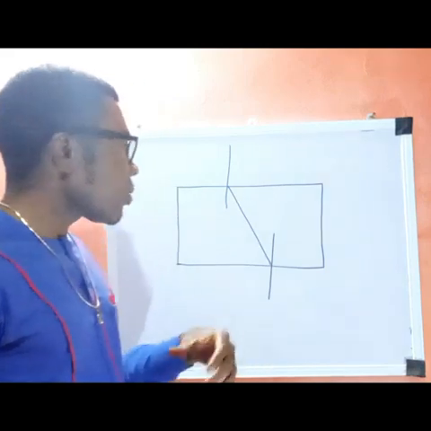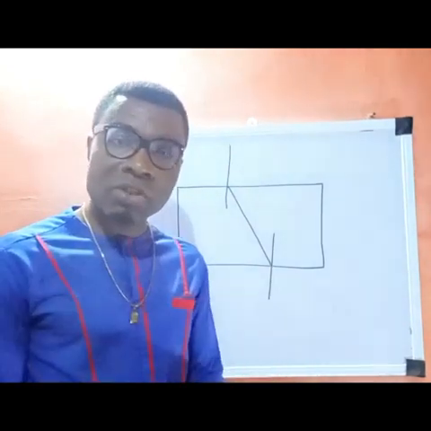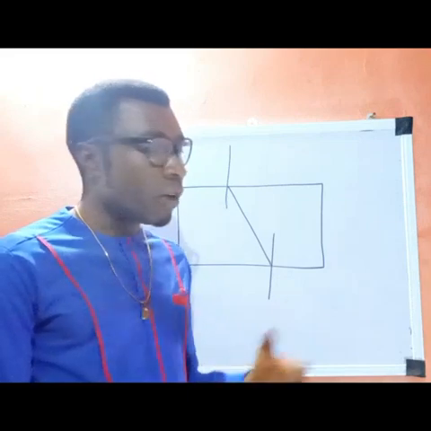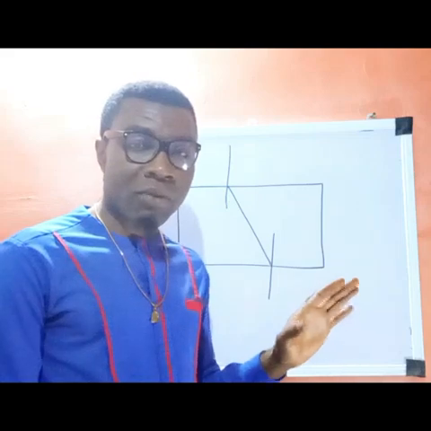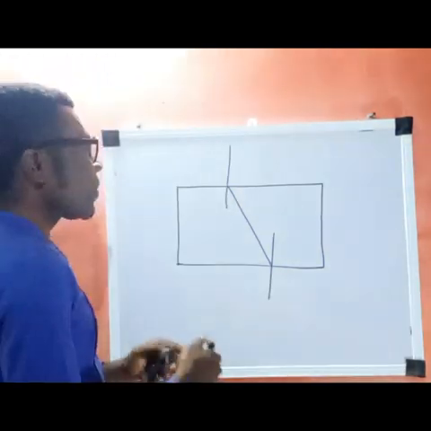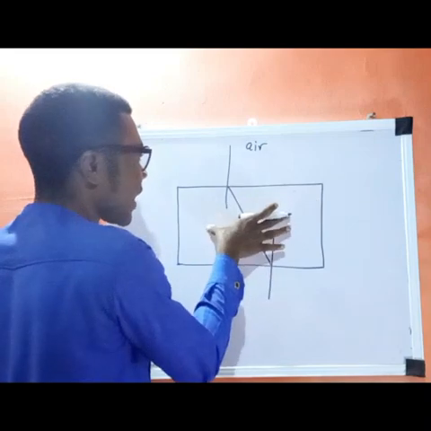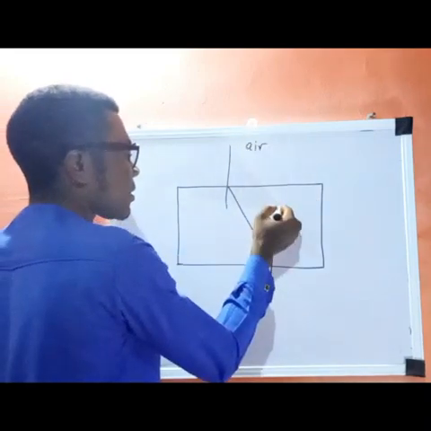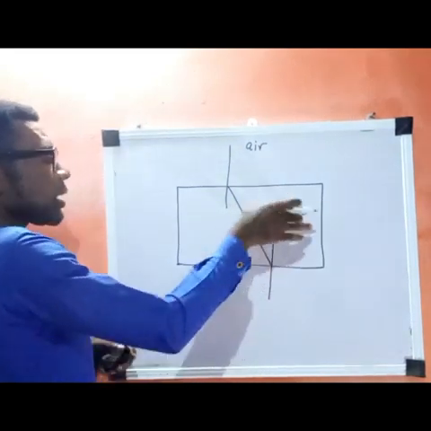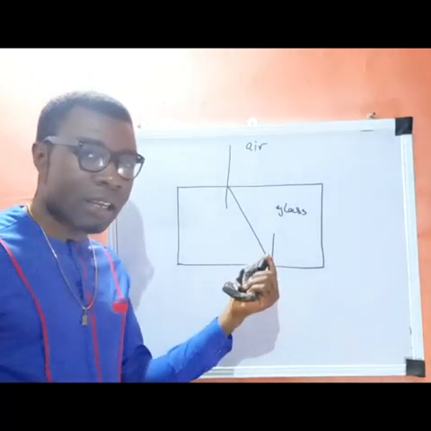So if we know that when a light ray moves from a less dense medium to a dense medium, the light ray bends towards the normal. Now first of all, let us label the parts of the ray that moves from one medium to another. Now we have the air, and this is the glass, then this is the air, and of course the refractive index of glass is greater than that of air. That is, the glass is denser than air.